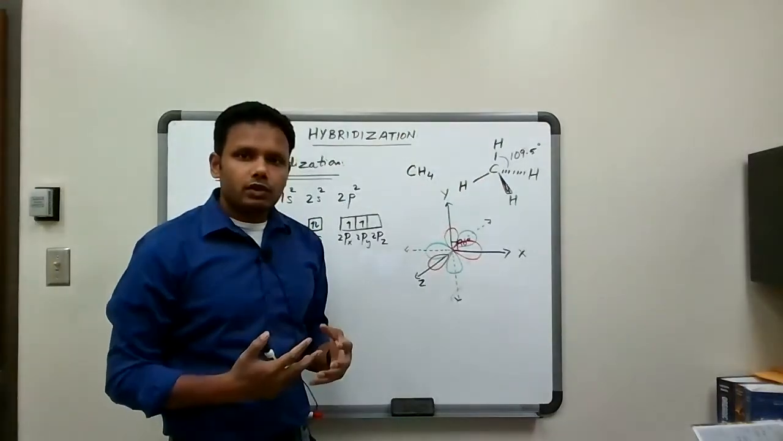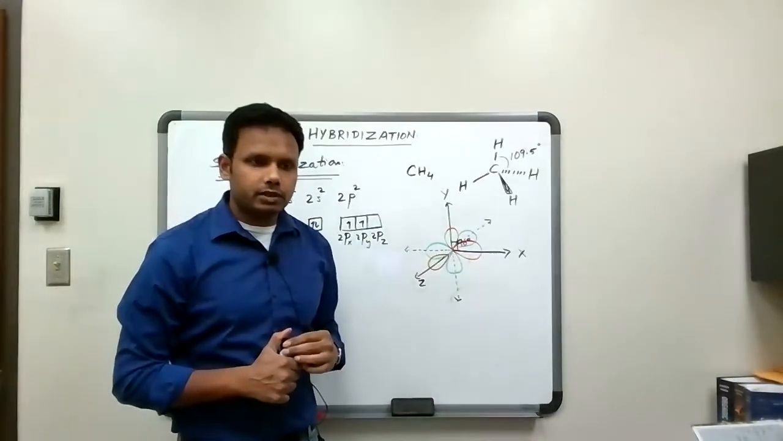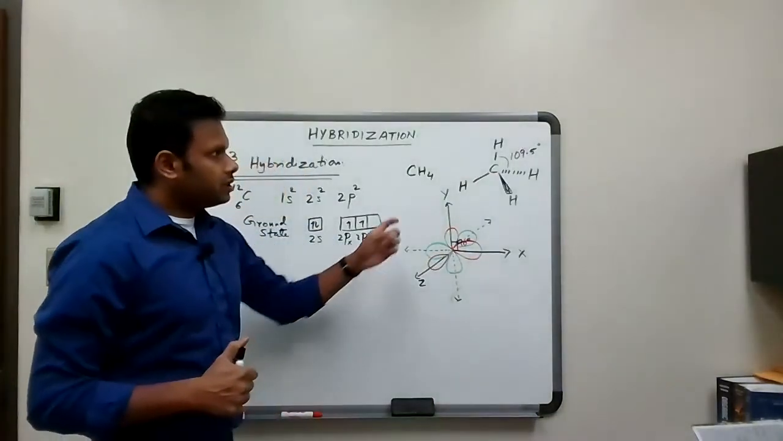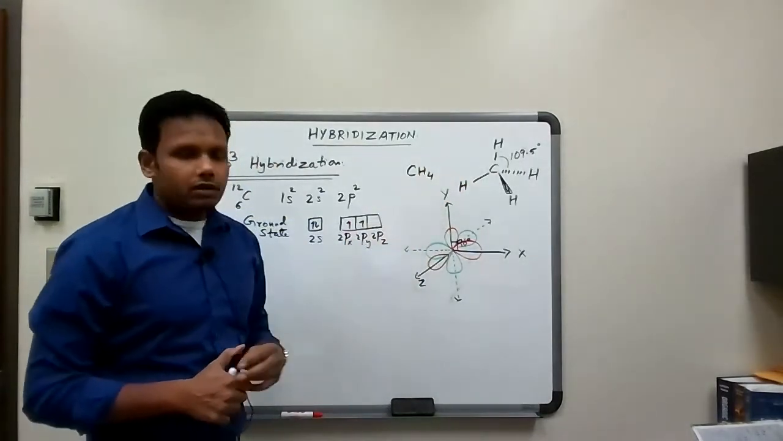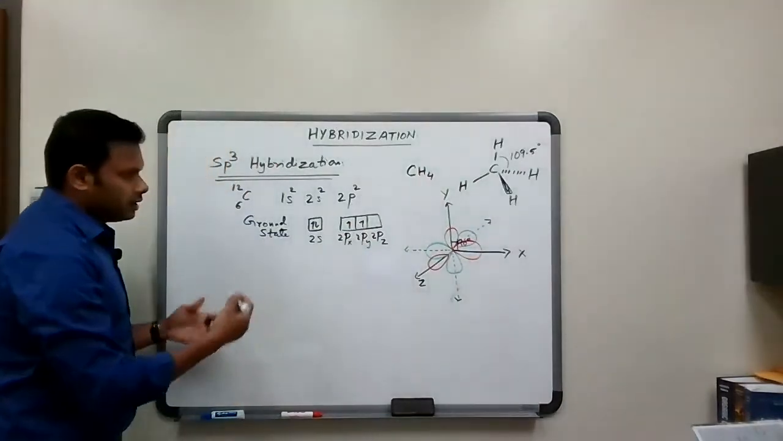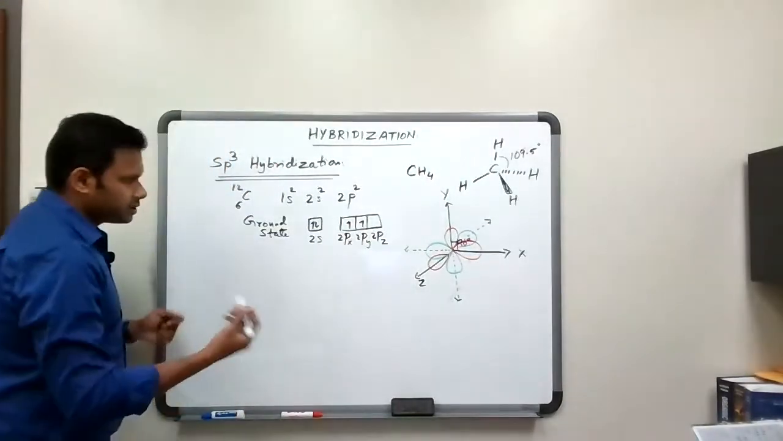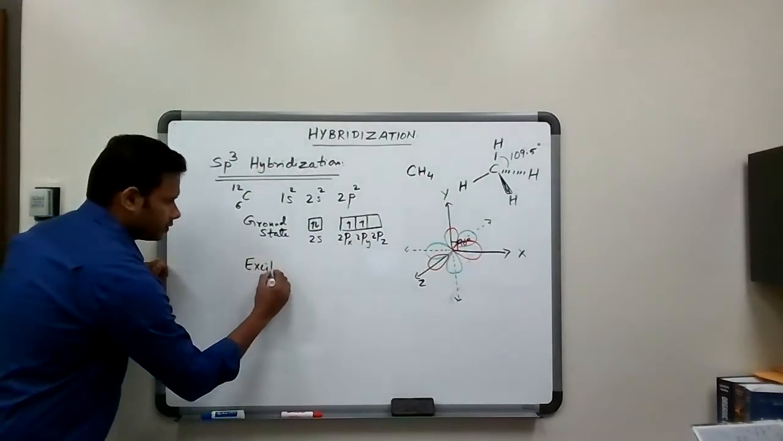But what we know from experiments is that the bond angle is 109.5 degrees. And so that means that you cannot just explain the bonding based on this ground state configuration. In fact, we can draw an excited state. So we can then talk about an excited state configuration.